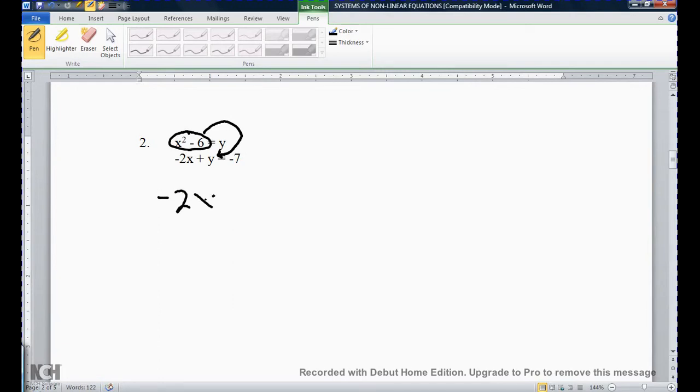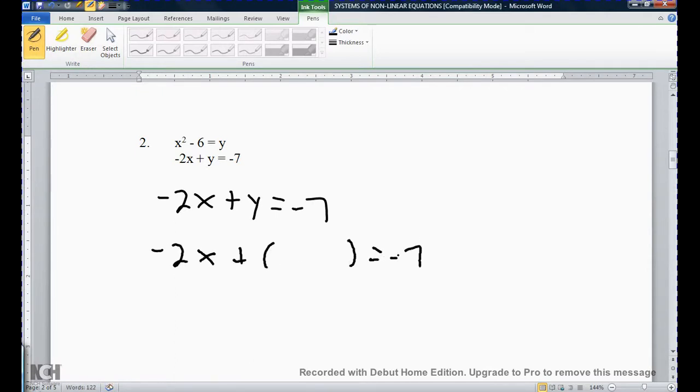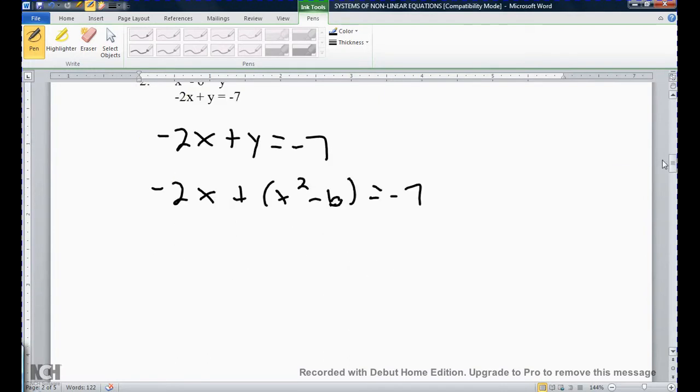So I'm going to take negative 2x plus y equals negative 7. Let me erase that. And I'm replacing the y, which is x squared minus 6, into the second equation. Now this is a quadratic. What that means is I want it to be in quadratic form. What that means is I need it to equal 0.